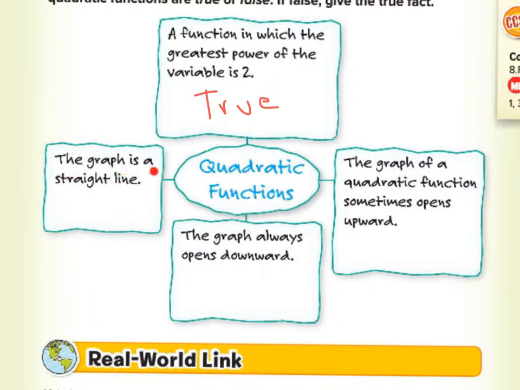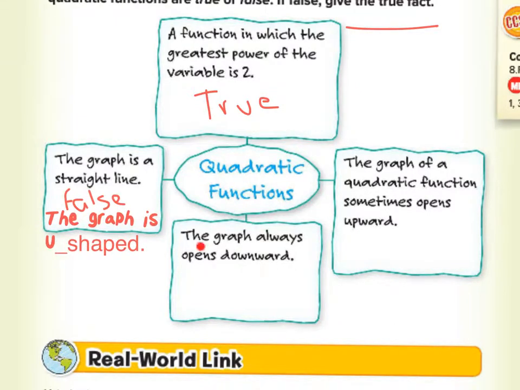The graph is a straight line. No, it's not. These are false. It's a nonlinear function that can be reflected on both the positive and negative side. So this would be false. And because it's false, we were asked to give a fact. The graph is U-shaped.